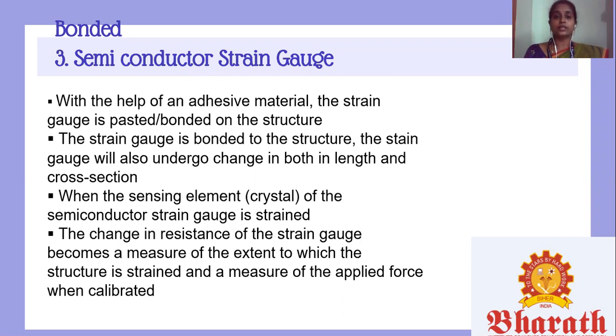Now the structure is subjected to a force like tensile or compressive force. Due to the force, the structure will change dimension. As the strain gauge is bonded onto the structure, the strain gauge will also undergo change in both the length and cross-sectional area. So when the sensing element or crystal of this semiconductor strain gauge is strained, its resistivity changes, leading to a change in resistance of the strain gauge. The change in the resistance is measured using a Wheatstone bridge and becomes a measure of the extent to which the structure is strained and of the applied force, once calibrated.